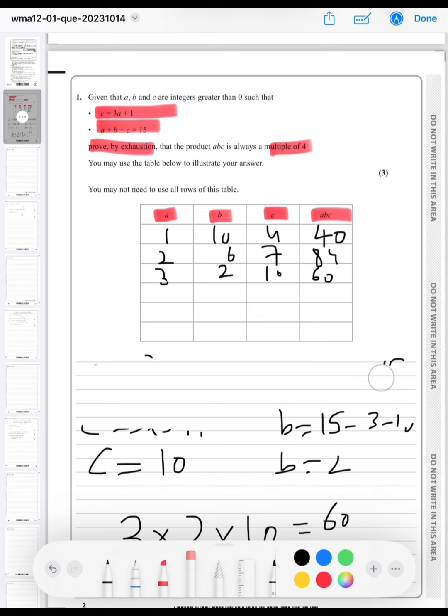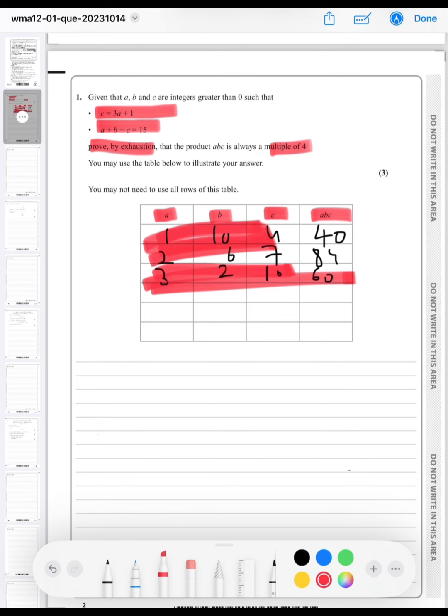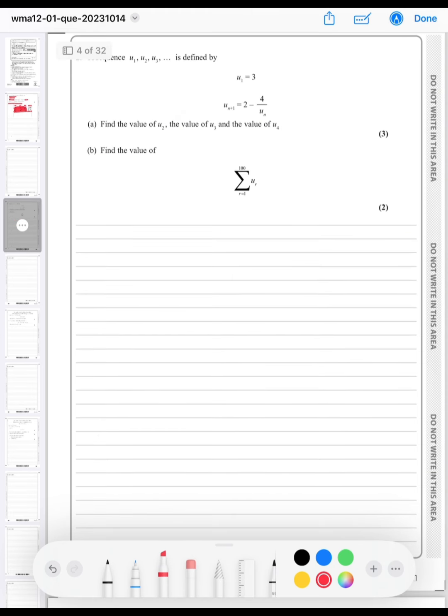So hence we proved that by putting these specific numbers we are getting results which are multiples of 4. Now moving towards the next question. The first one is done. They already told us here, you may not use all the rows, and they didn't define how many rows we should fill. So 3 are enough. Now we move towards the next question.